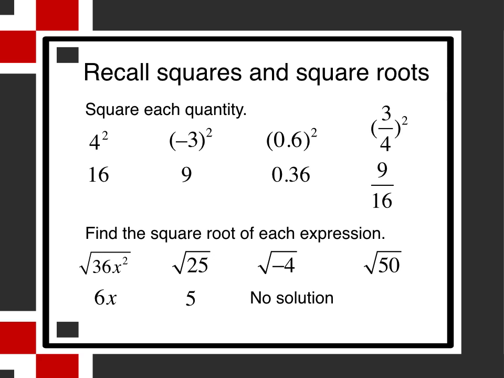All right, the square root of 50, we can't get an integer value for that because 50 is not a perfect square. However, we can simplify that expression by rewriting 50 as 25 times 2. We can take the square root of 25, it's 5. And so 5 radical 2 is the simplified version of the square root of 50.